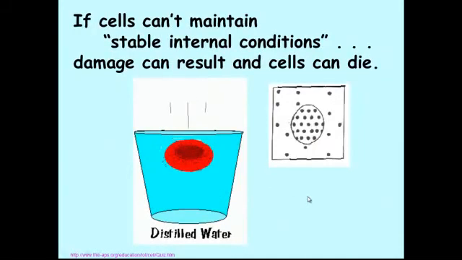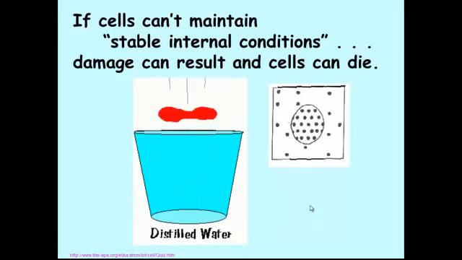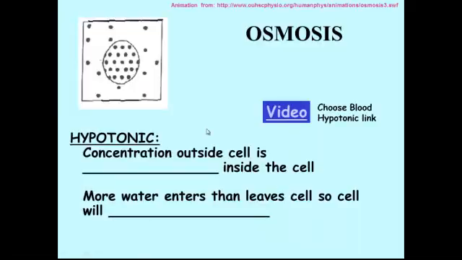Sometimes, though, the cells end up in a situation where inside and outside concentrations are not equal. And if the cell can't maintain that homeostasis, keep the concentration steady, damage can result and the cell can die. So let's look at what might happen to an animal cell if I put it in some different liquids. Hypotonic situation, remember these little black dots stand for something dissolved in the water. If you look at this situation, here's my cell, lots of molecules in the cell, fewer molecules in the liquid outside. We would say this cell is in a hypotonic situation.